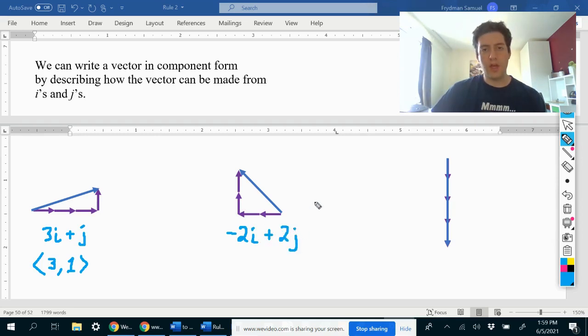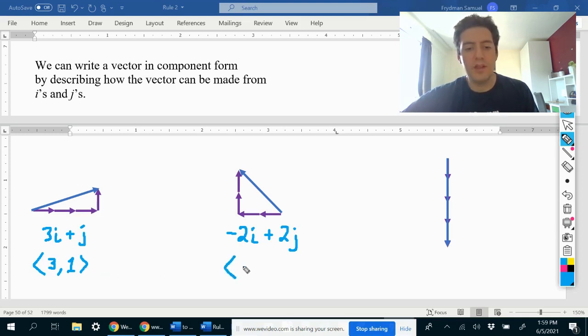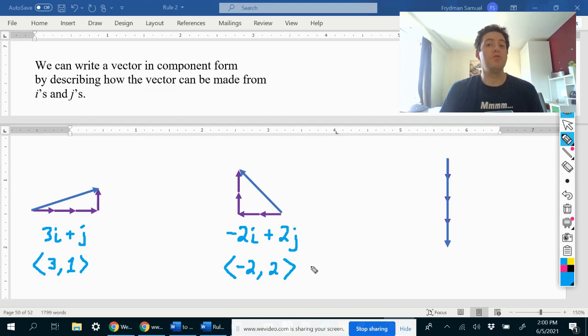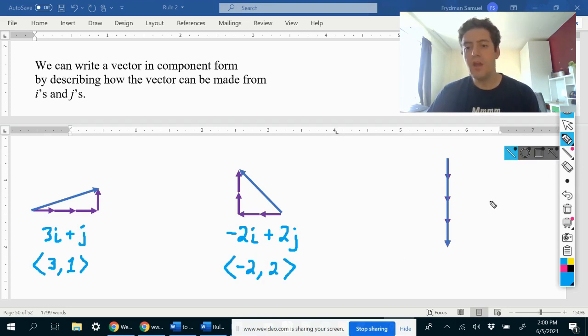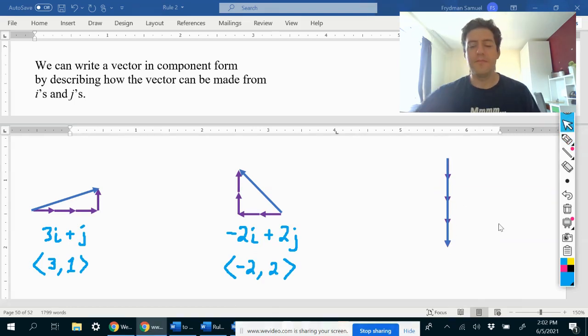Actually, it is also okay if you want to write 2j plus negative 2i or 2j minus 2i. That would also be fine. Using this angle bracket notation, it would be negative 2, 2. By the way, when I use the word notation, I'm just talking about how we write things. So there are different ways of writing this. Okay, now let's do this third vector over here.